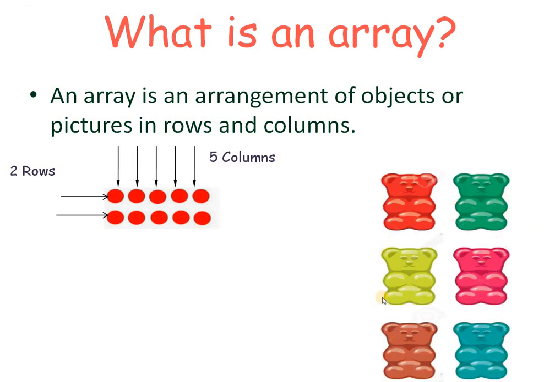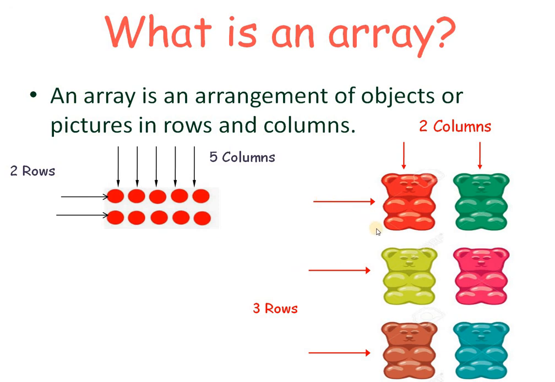Look at this array. Look at the array for gummy bears. Here we have 1, 2, 3 rows. Also we have 1, 2 columns. Remember, a row goes from left to right. Columns go from up to down, or up and down.